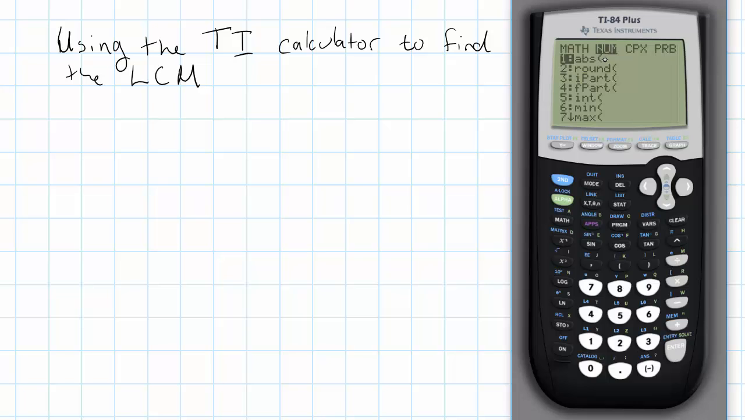Notice it's got all sorts of cool stuff. ABS, that's the absolute value. Round, that rounds. Today we're looking for LCM. We scroll down until we find it, and we see that LCM is number 8. When number 8 is selected, we can just hit enter, or if we remember that LCM is number 8, we can just press the number 8.